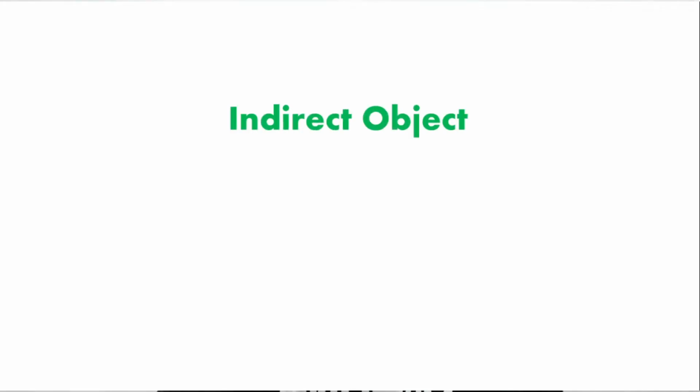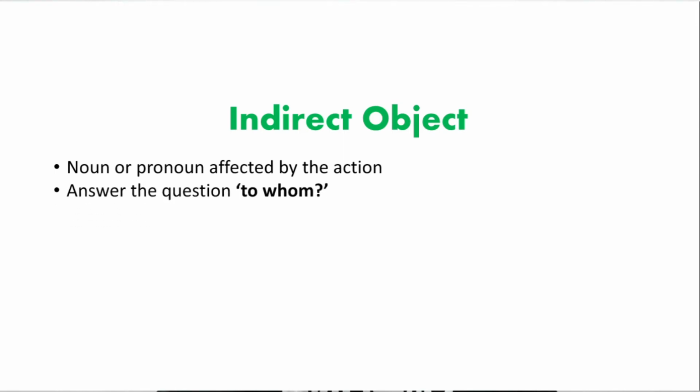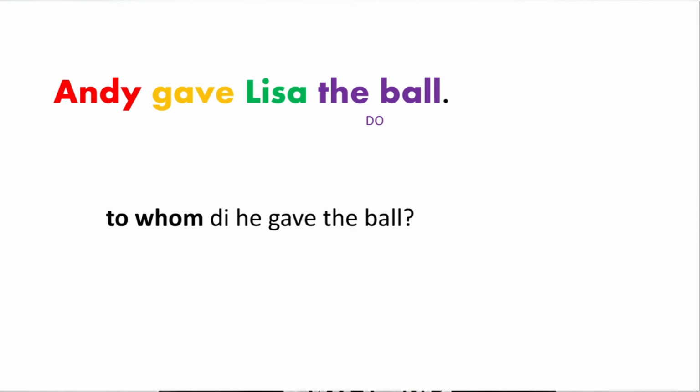An indirect object is the noun or pronoun affected by the action. Indirect objects answer the question to whom. You can think of an indirect object as the recipient of the direct object. Let's look again at the example. Andy gave Lisa the ball. We now know what Andy gave, but to whom did he give the ball? Yup, Lisa is the recipient of the ball, and so it is the indirect object.